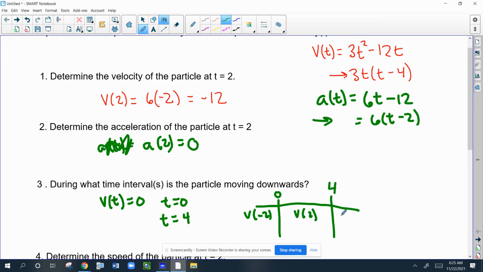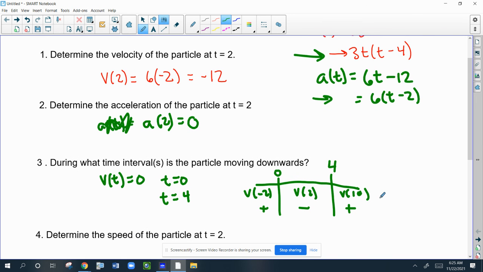V of negative 2, V of 2, and V of 10. If you plug negative 2 into the velocity, you'll get a negative times a negative, which is positive. If you plug in 2, you'll get a positive times a negative, which is negative. And if you plug in 10, you'll get a positive times a positive. So we're looking at this equation. It's moving downwards when the velocity is negative. So the answer to this question would be from the interval 0 to 4.